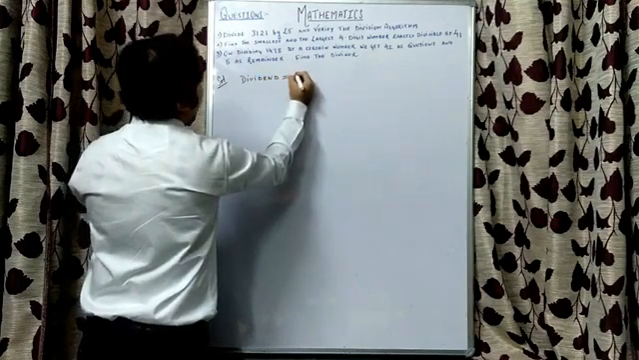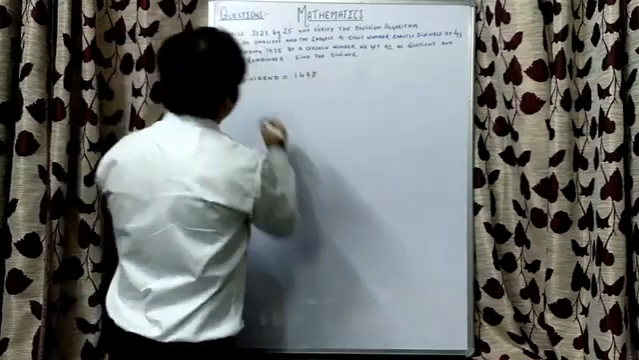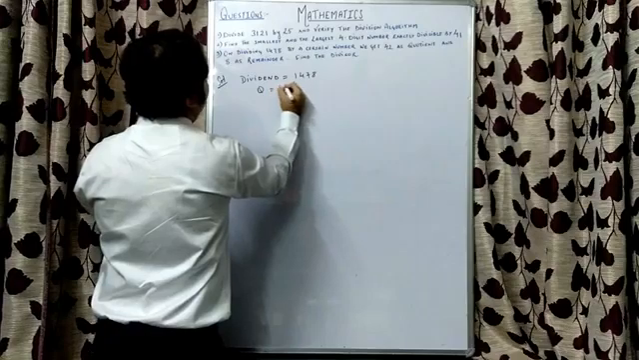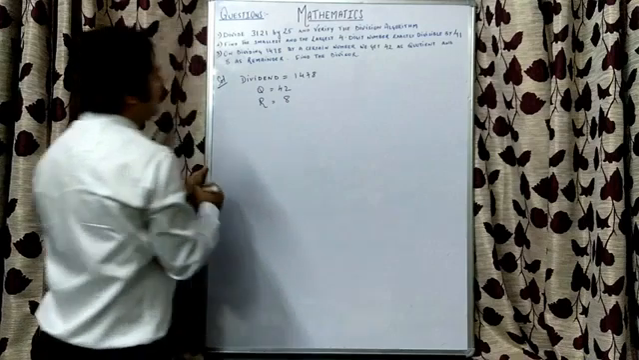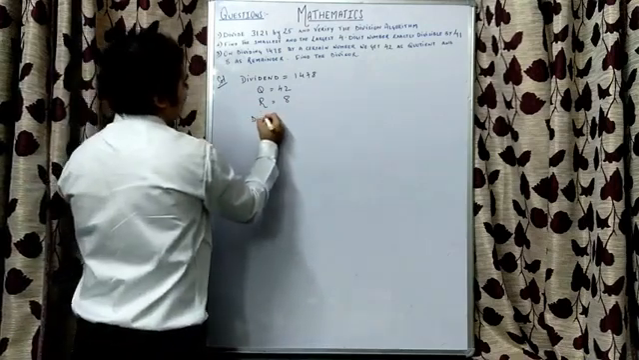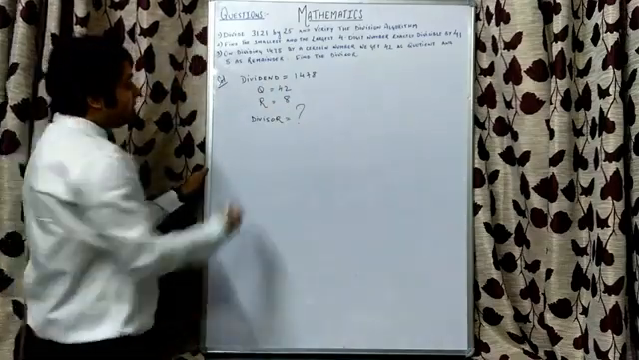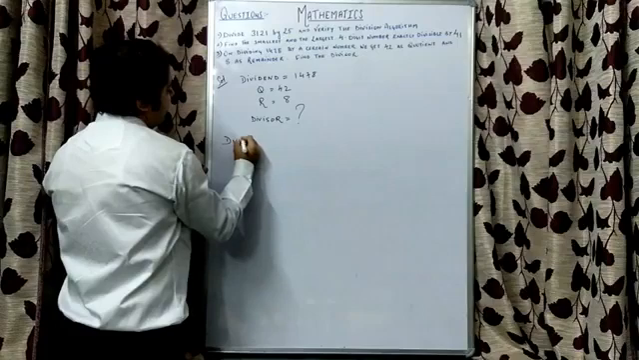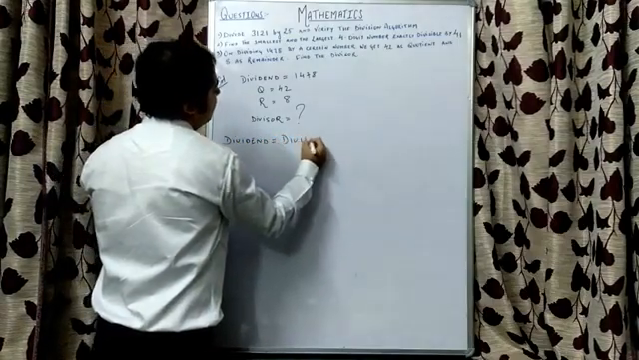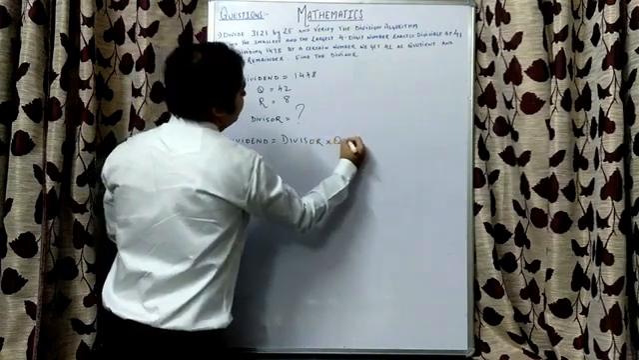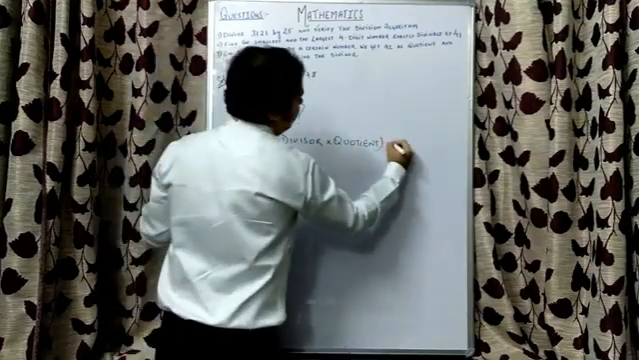Question number 3 says, on dividing 1478 by a certain number, that means our dividend is 1478, right? We get 42 as quotient and the remainder is 8. We need to find the divisor. So for this question, children, we will be using the concept of the division algorithm, which says dividend is equal to divisor into quotient in bracket plus remainder.